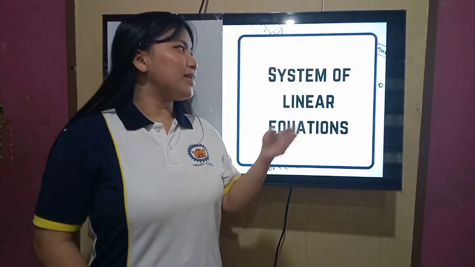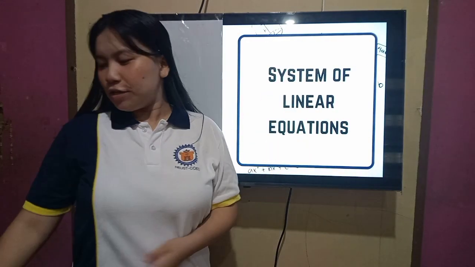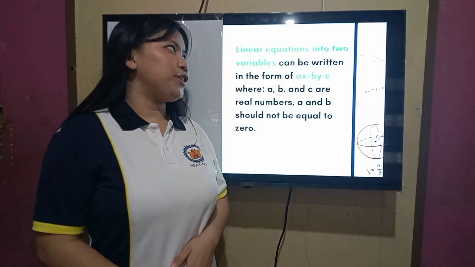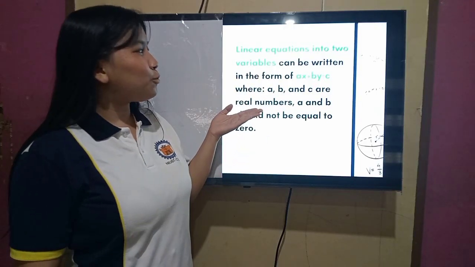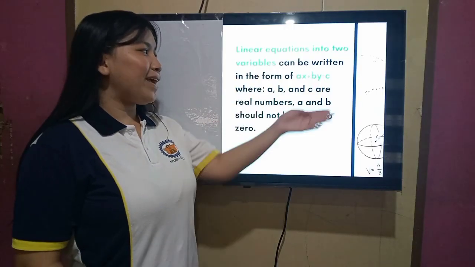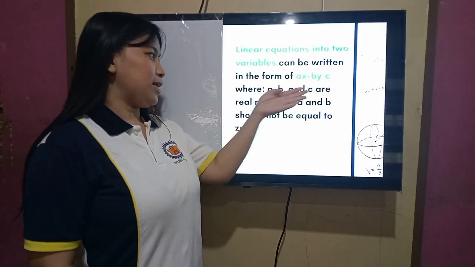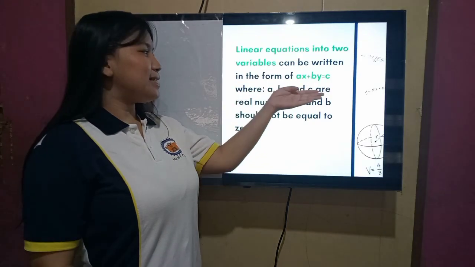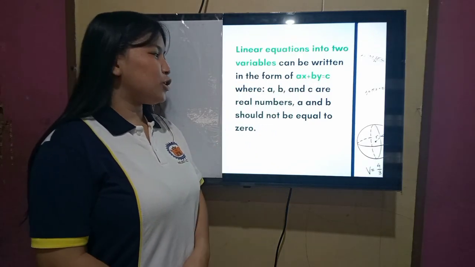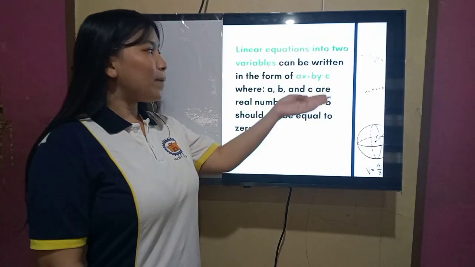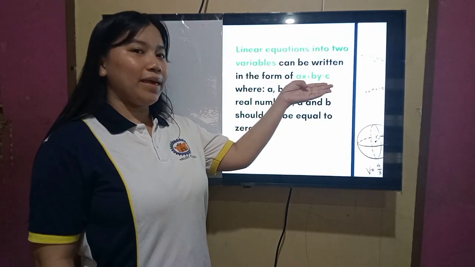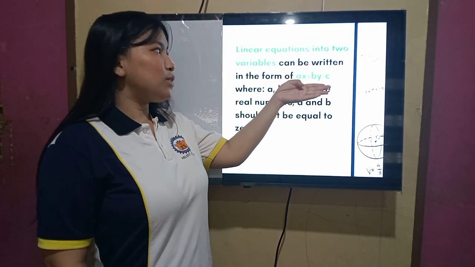We're going to talk about the system of linear equations. So let us first define what is a linear equation. A linear equation in two variables can be written in the form ax plus by equals c, where a, b, and c are real numbers and a and c should not be equal to 0. So kapag nakakita tayo ng ganitong form, ibig sabihin siya ay linear equation in two variables.